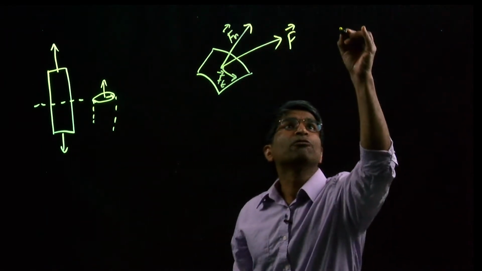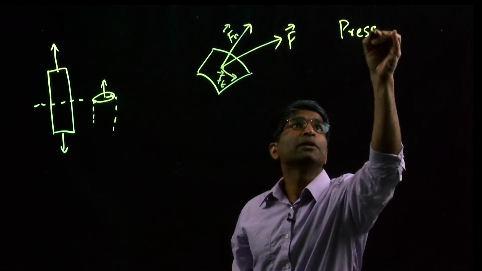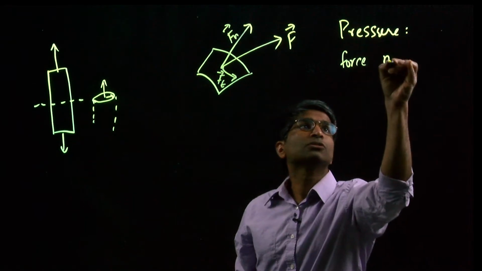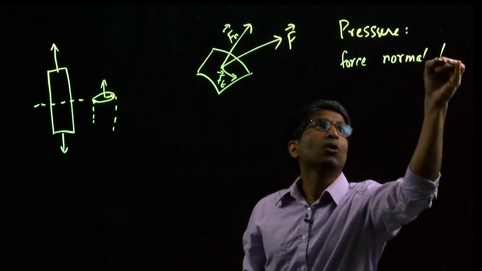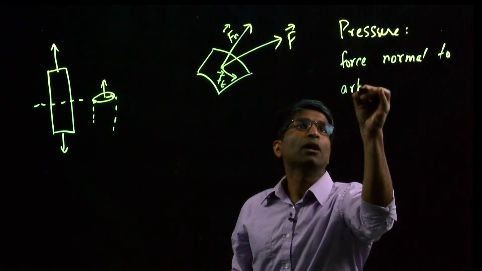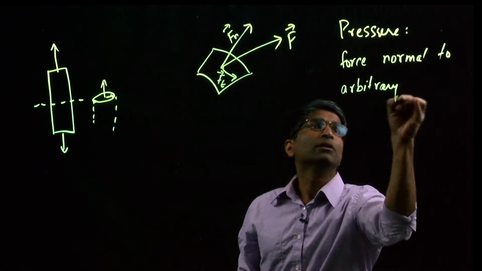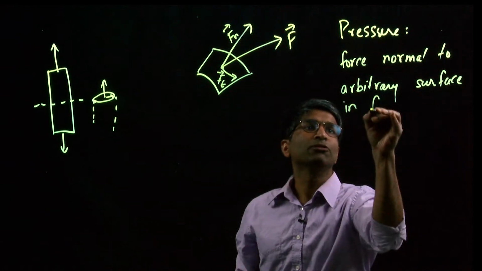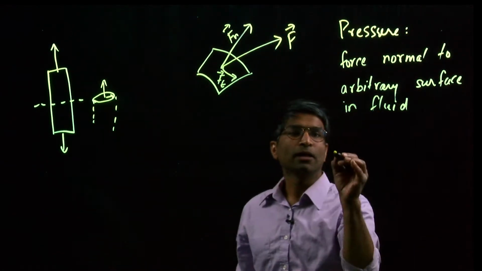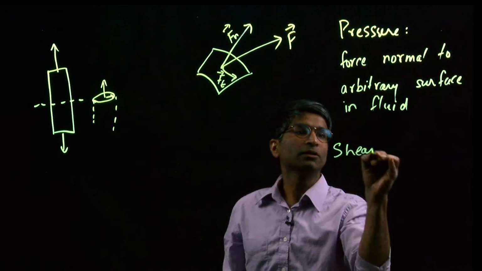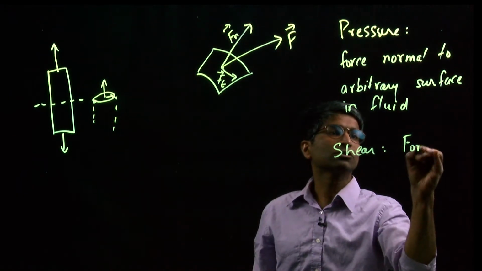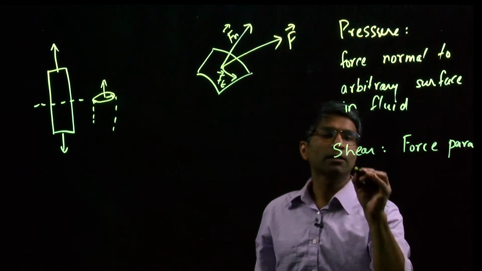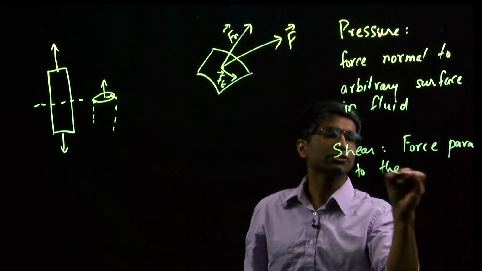So what we do is define pressure as the force normal to an arbitrary surface in the fluid, and shear is the force parallel to the surface.